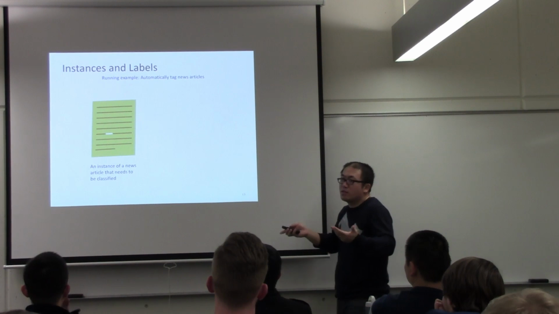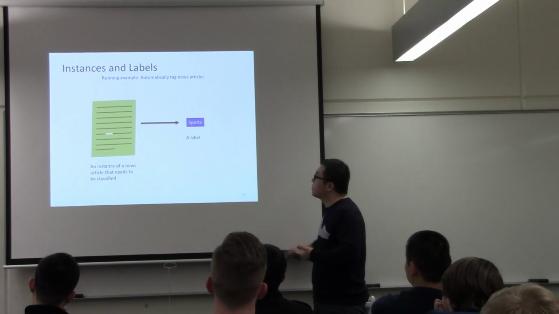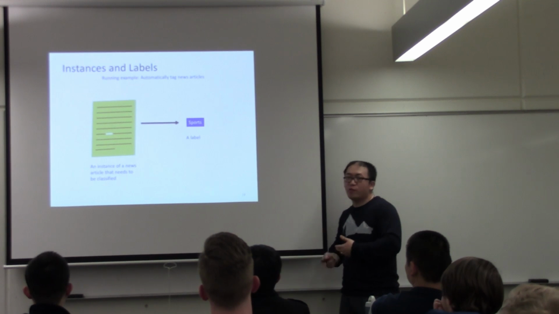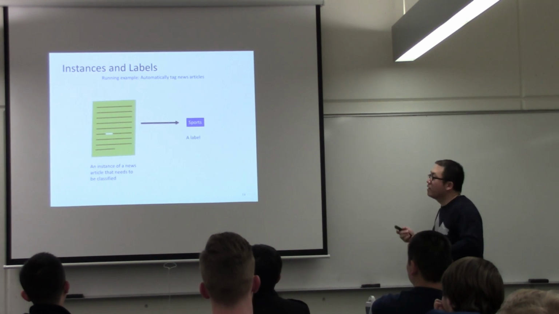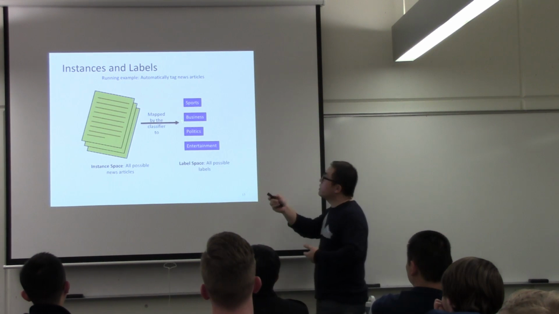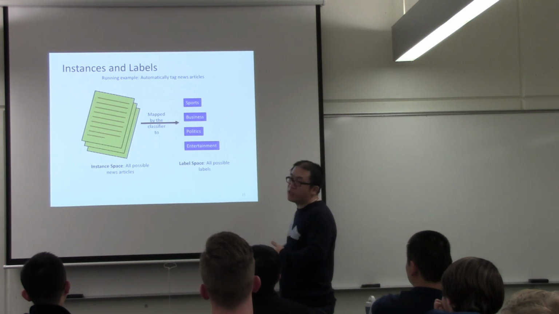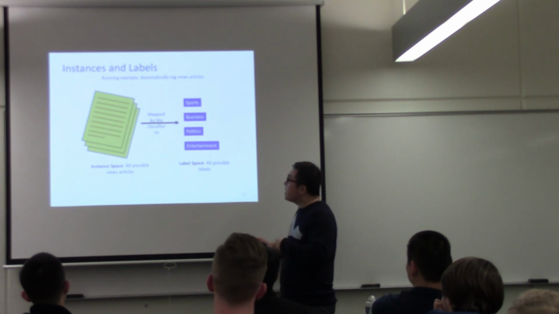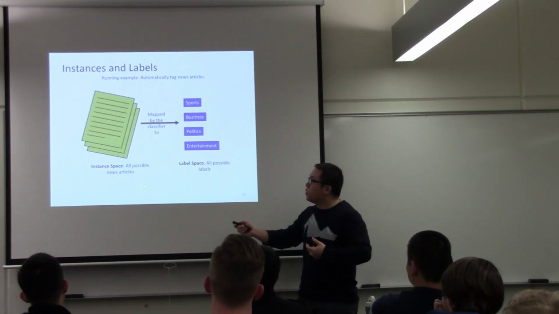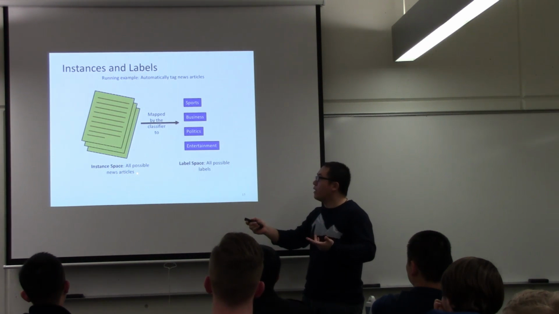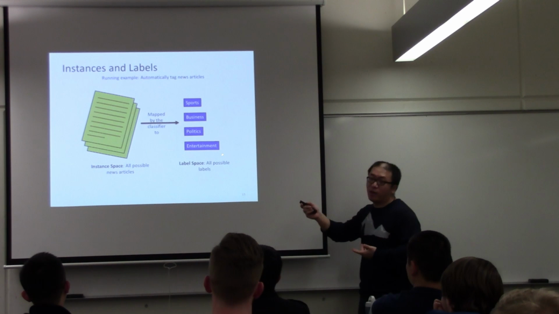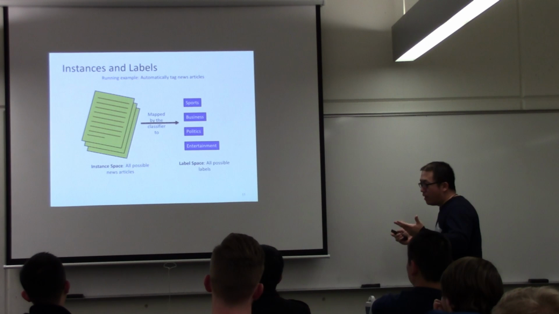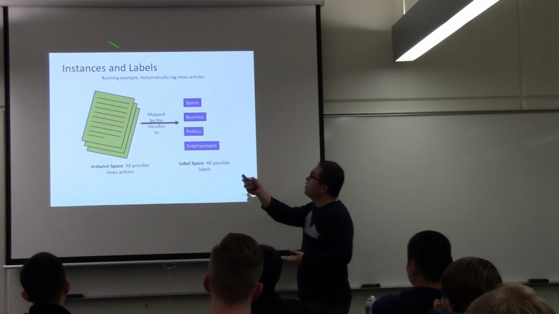And what are the labels? Yeah, the tags. The tags would be sports. Of course, we could have many tags like sports, business, politics, entertainment, and so on, right? And our task is essentially to find a mapping between some instance, namely a news article, to some label in our label space, right?